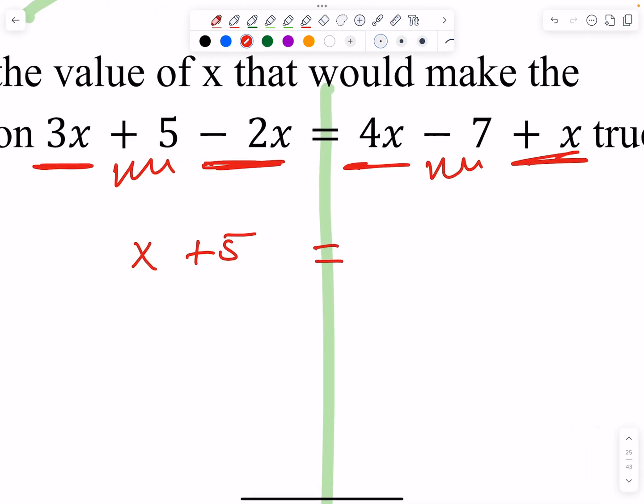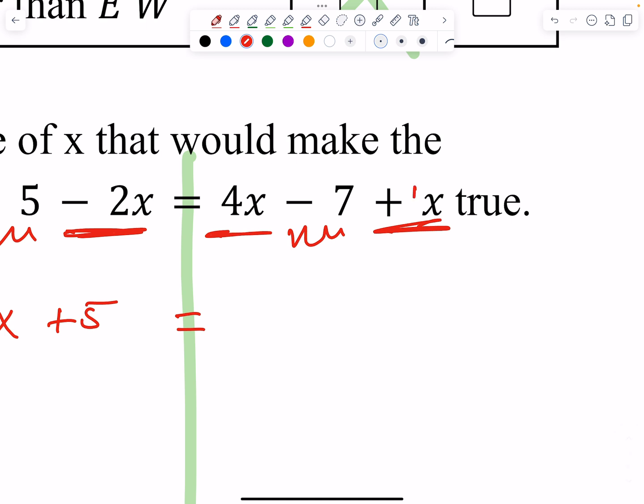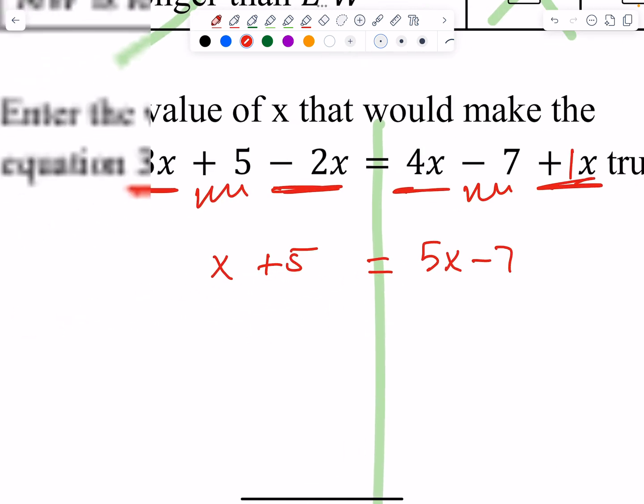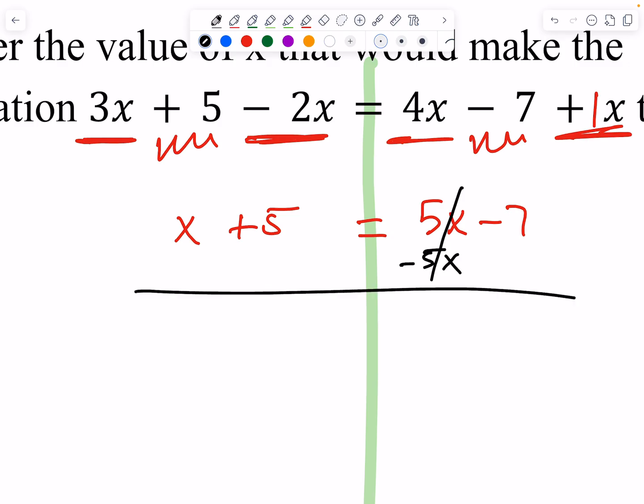There's my equal sign. On the right side, what do I have? I have 4 plus 1x, which is 5x. And I have a minus 7. So now I can move things around. So I got to move my letters to one side, aka my variables, and my numbers to the other, aka my units. So let's just move the x's to the left. So let's subtract 5x so that these go away. Whatever I do to one side, I do to the other. So 1 minus 5 gives me negative 4x. Then I have plus 5 equals negative 7.